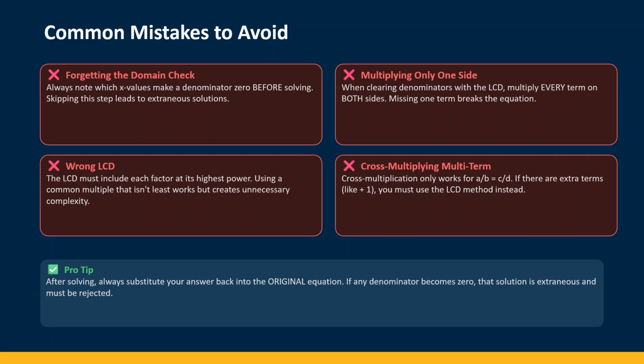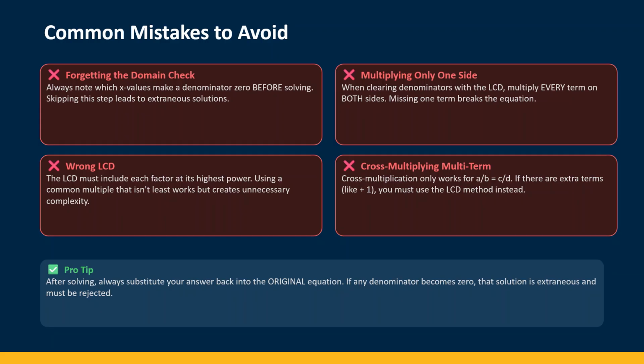Mistake number 3 is choosing the wrong least common denominator. The least common denominator must include each distinct factor raised to its highest power across all denominators. Using a larger common multiple will work, but it creates bigger numbers and more room for arithmetic errors. Mistake number 4 is applying cross-multiplication when there are more than 2 fractions. Cross-multiplication only works for equations in the form a over b equals c over d, meaning exactly one fraction on each side with nothing else added. If there are additional terms, you must use the least common denominator method instead.